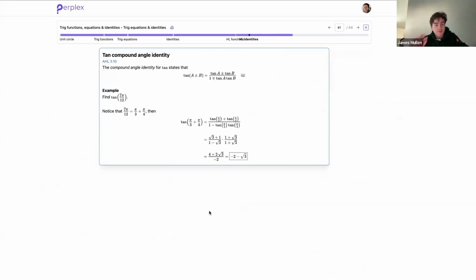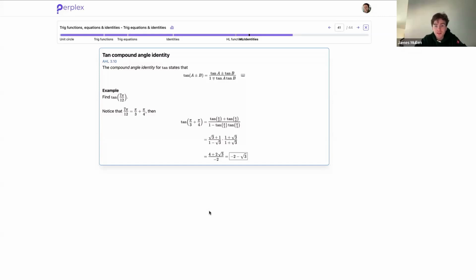Now, the compound angle identity for tan tells me that tan of A plus or minus B is equal to tan of A plus or minus tan of B divided by 1 minus or plus tan of A tan of B. So here's an example. Let's say we're trying to find tan of 7 pi over 12. 7 pi over 12 is pi over 3 plus pi over 4. So I can say that tan of 7 pi over 12 is tan of pi over 3 plus pi over 4. And then using my identity, that gives me tan of pi over 3 plus tan of pi over 4, all divided by 1 minus tan of pi over 3 times tan of pi over 4.